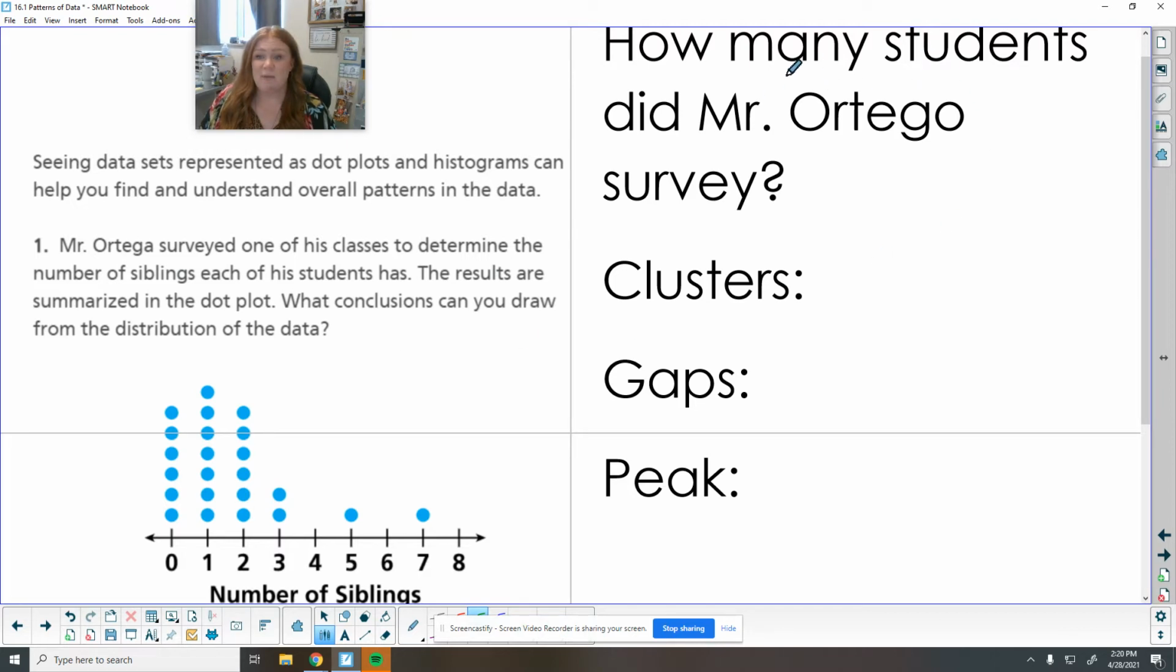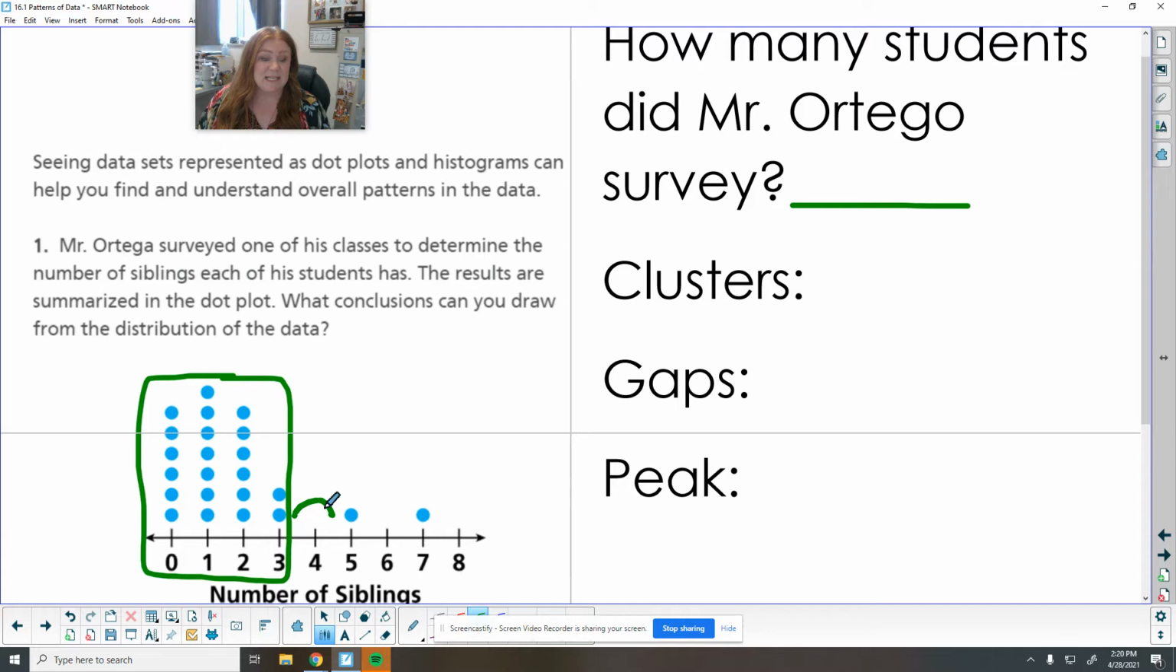First we want to know how many students did he survey? To do that, remember every dot is a student, so we're just counting up the dots, which tells us how many total students there are. Now we're looking for a cluster, a group of data that is together. I can see all of this here is grouped together, right? Then there's a space here, so this one is not in this cluster. So there is one cluster, one group, and it goes from 0 to 3.